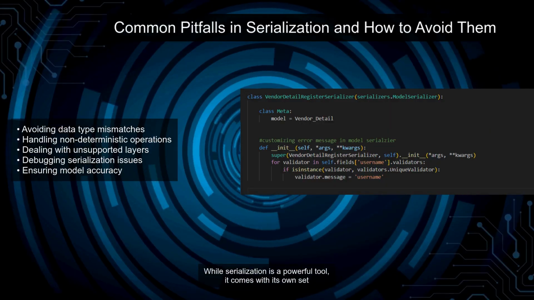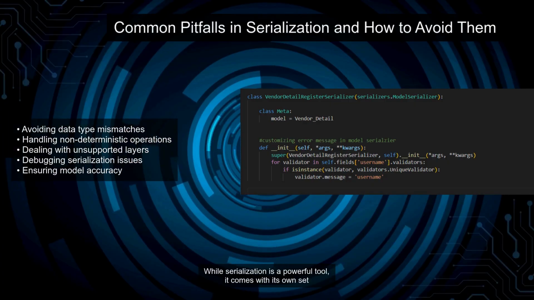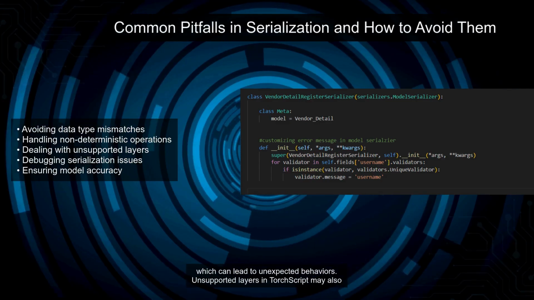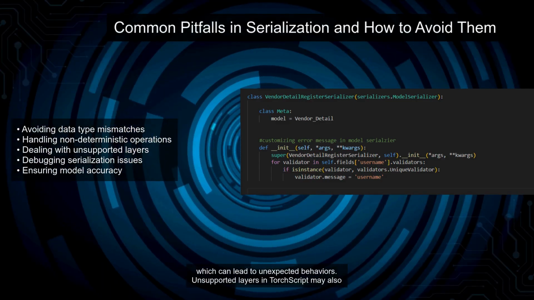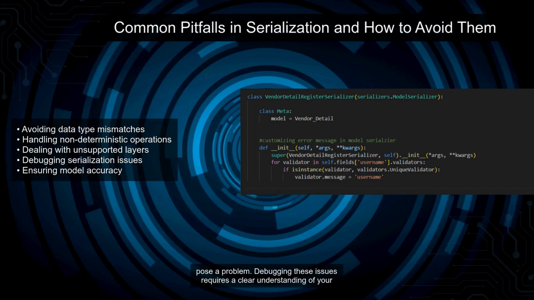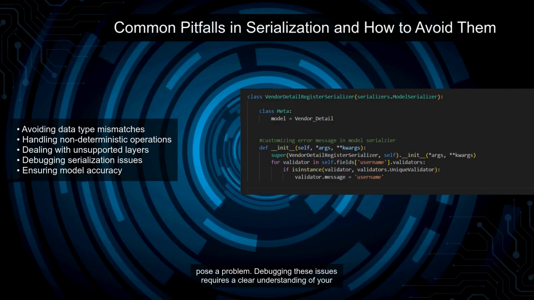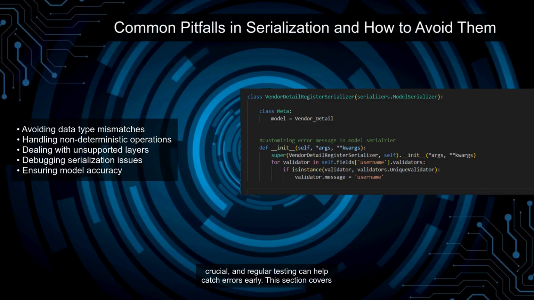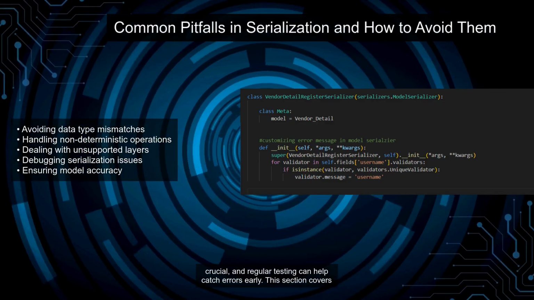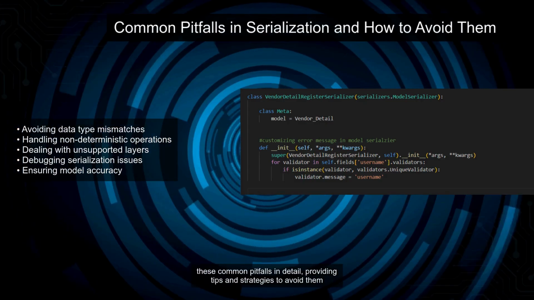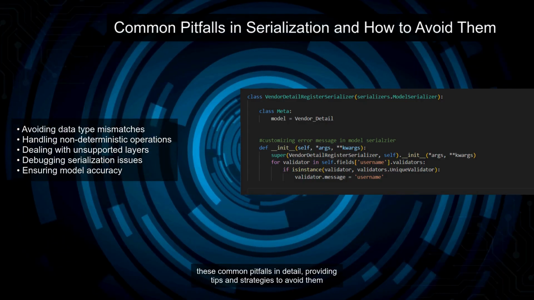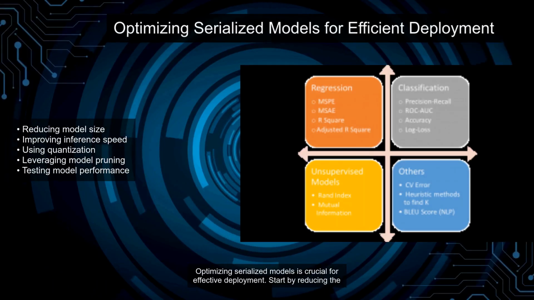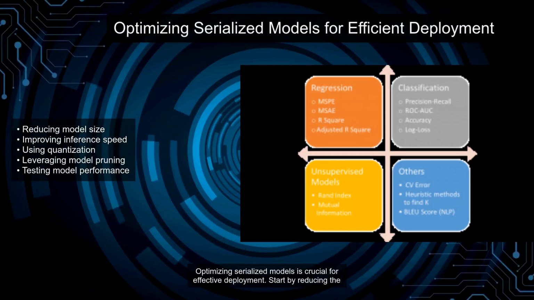While serialization is a powerful tool, it comes with its own set of challenges. Common pitfalls include data type mismatches and handling non-deterministic operations, which can lead to unexpected behaviors. Unsupported layers in TorchScript may also pose a problem. Debugging these issues requires a clear understanding of your model's architecture and the TorchScript framework. Ensuring model accuracy after serialization is crucial, and regular testing can help catch errors early. This section covers these common pitfalls in detail, providing tips and strategies to avoid them and ensure a smooth serialization process.